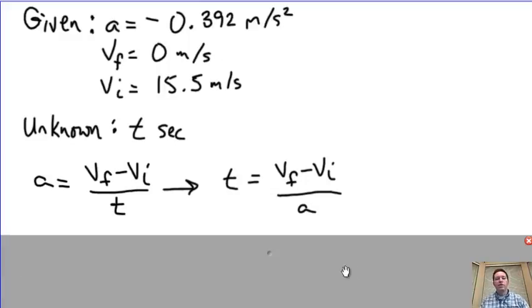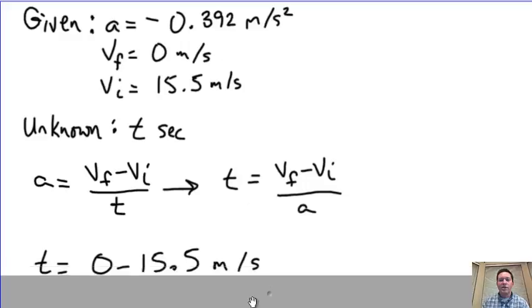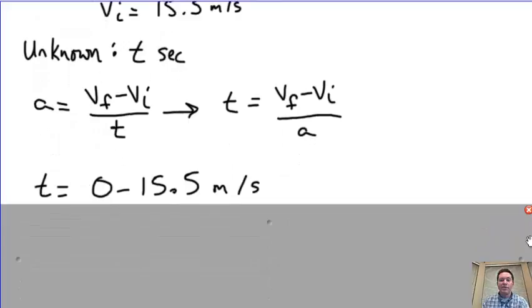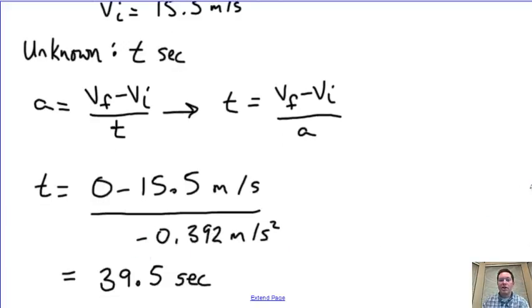All right, so my parent equation is acceleration is equal to the final velocity minus initial velocity divided by time. I'm going to convert this to solve for time. So I end up with time is equal to final velocity minus initial velocity divided by acceleration. So plugging my given values into this equation, time is equal to final velocity minus initial velocity, so 0 minus 15.5 meters per second. So it's going to help take care of this negative that's also on the acceleration. The acceleration is negative 0.392 meters per second squared. I end up with a time of 39.5 seconds.